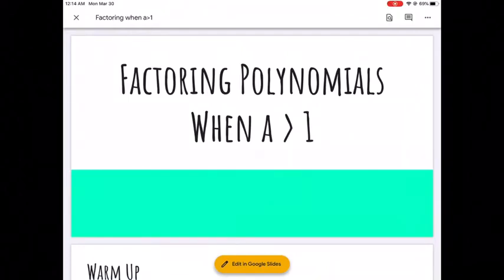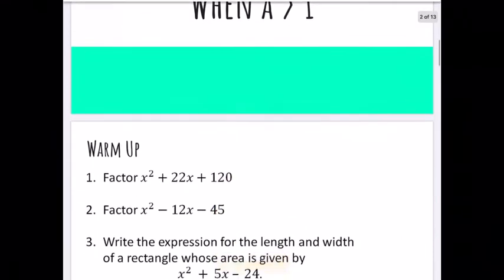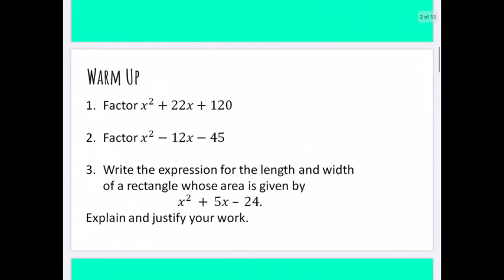Hey Algebra 1, so this lesson is going to be a continuation on factoring polynomials. However, we're going to take a look at more complex cases when a becomes greater than 1. Go ahead and start out by writing this in your table of contents and completing the warm-up. Spend about 10 minutes, then come back and check your answers.